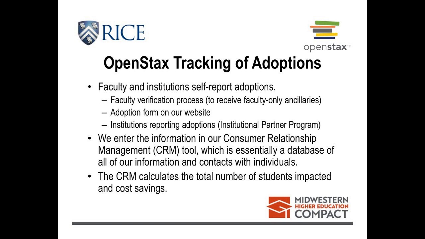So how do they do this self-reporting of adoptions? Well, the primary way that they do this is through the faculty verification process we have to receive the faculty-only ancillaries. All of our books come with PowerPoint slides, and some of them also come with things like instructor solution manuals and test banks and things like that. Obviously, we don't want those to get in the hands of students. So we do require faculty to prove that they are a faculty member, and yes, we manually check you if we don't know you already, and prove that you're a faculty member before gaining access to those resources.